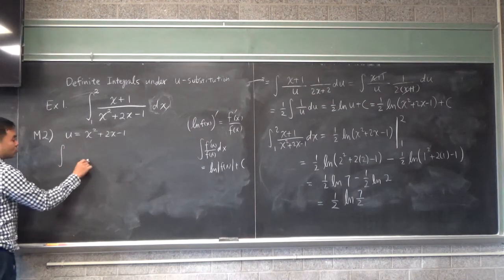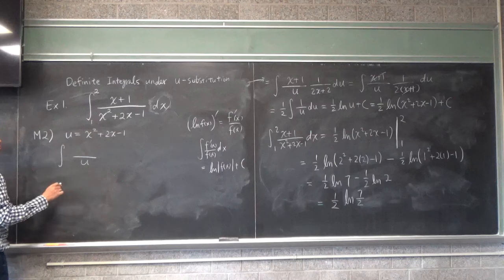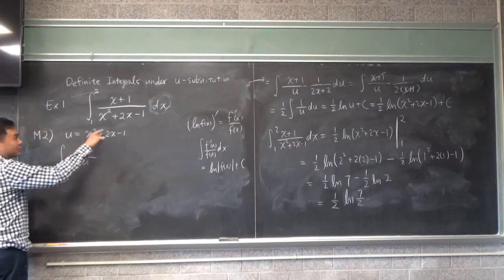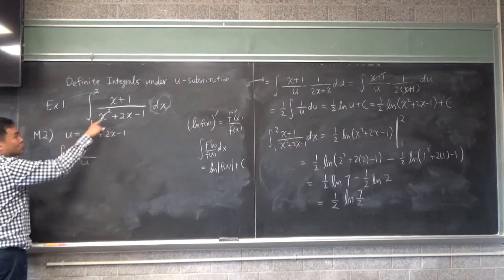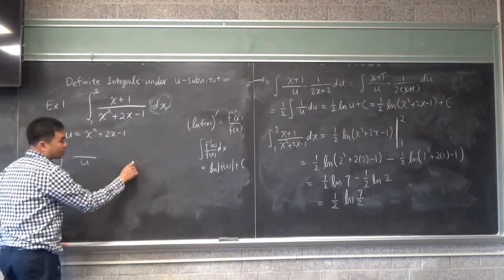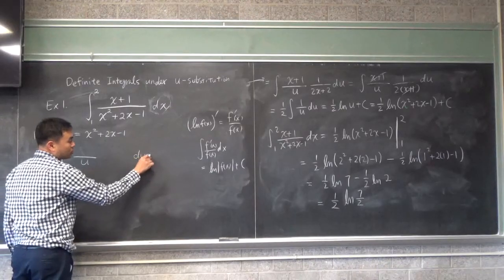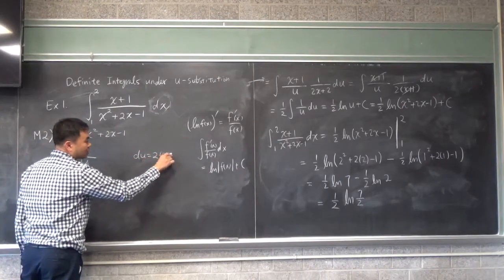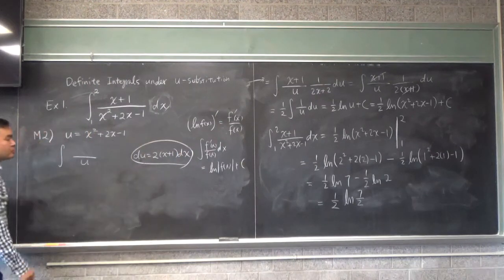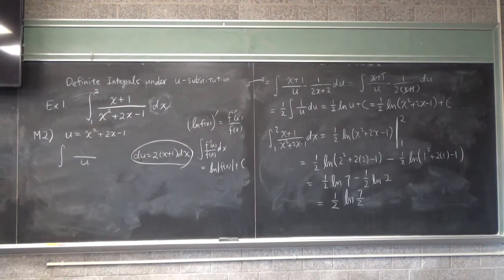Okay, so method 2, the method that I want you to try out or stick to, is you set u as the denominator, so that the denominator is u. I'm going to skip the part which I did before. It was that du is twice of this thing, right? So du is equal to twice of x plus 1 dx. That's what we had before.